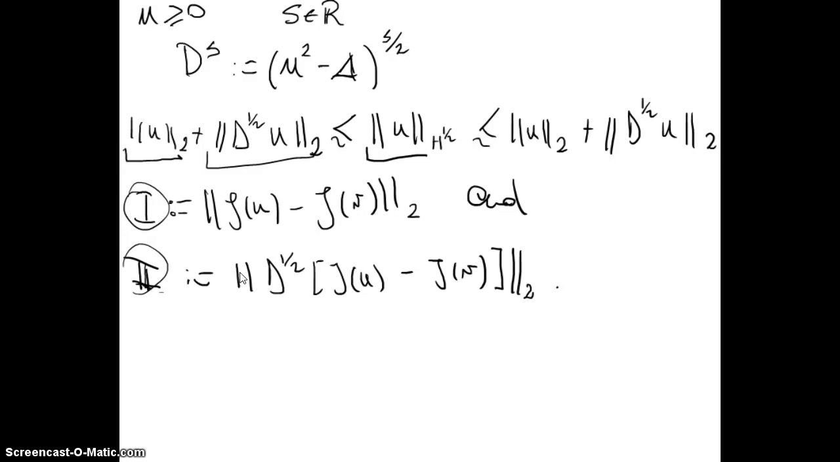Okay, so now it's time to prove the second part, where the d's appear. We define the operator D^s as (mu squared minus the Laplacian) to the s over 2. We will use that. We will start just like we did with the first part, using the triangular inequality.